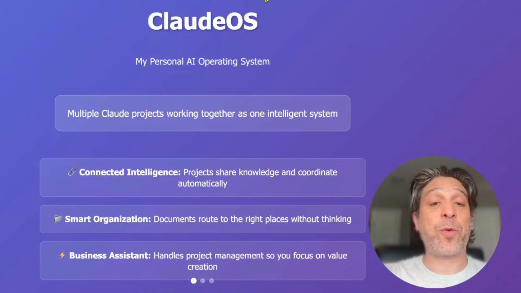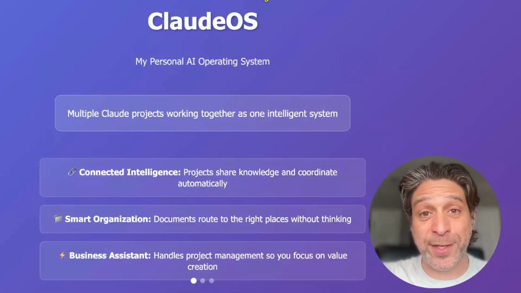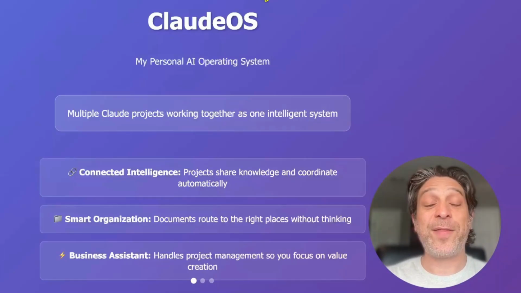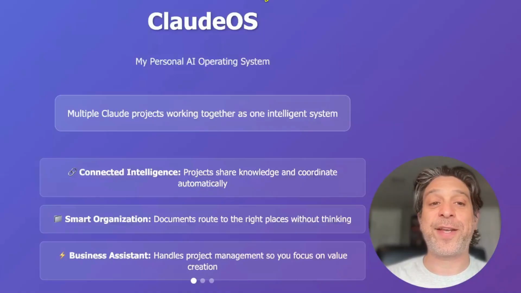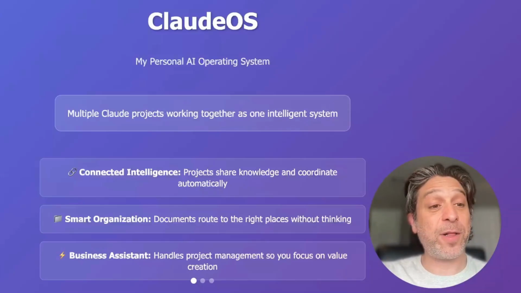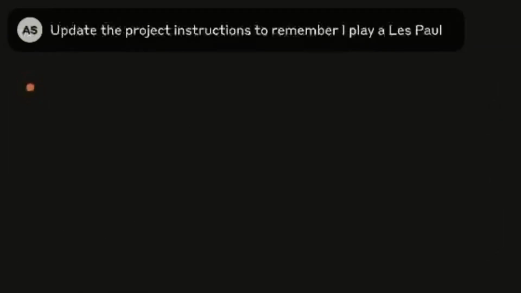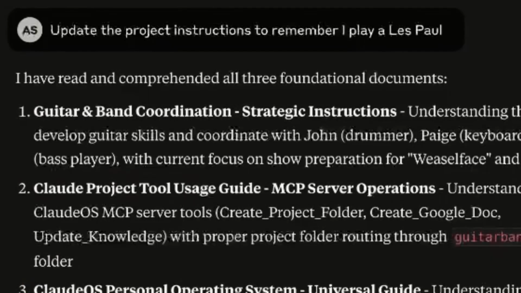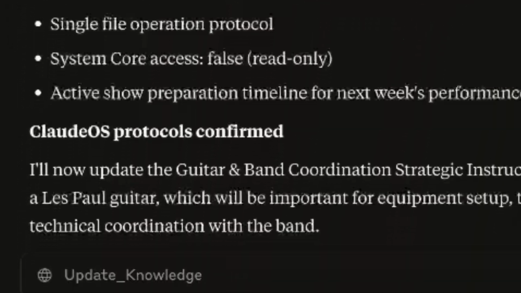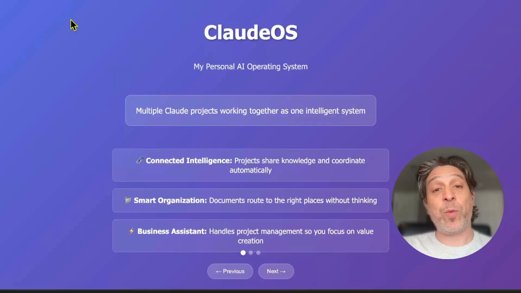You'll find a lot of tutorials out there on using Claude projects individually, but this is different. This is an AI operating system that delivers persistent memory, cross-project intelligence, and dynamic evolution capabilities. So what is ClaudeOS? ClaudeOS is a system of projects working together intelligently. Projects are able to share knowledge and coordinate. Documents are organized and routed to the right place automatically. And with integrations like Gmail and Calendar, this system acts like a true business assistant.